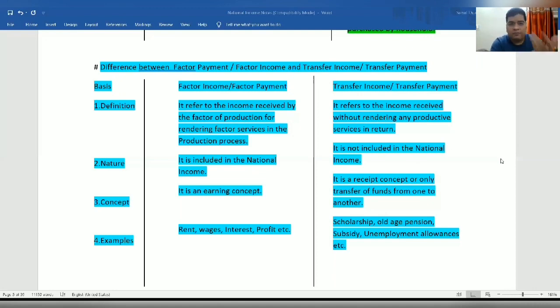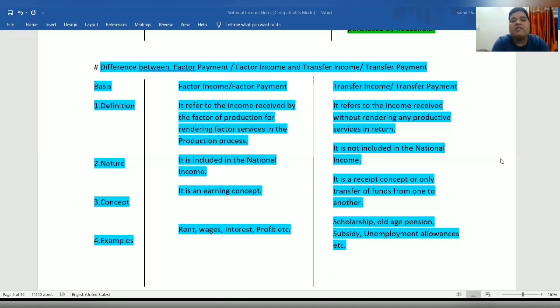If it is received, it is income, and if we pay, it is payment. That is the only difference between the income and the payment part. Factor income or factor payment is included in the national income. Why is it included in the national income? Because it has a role in the production process. We are not getting the income for free. We are providing the services in return. That's why factor income or factor payment is included in the national income. When we did the income method, we added all the factor income, starting from compensation of employees to the mixed income.